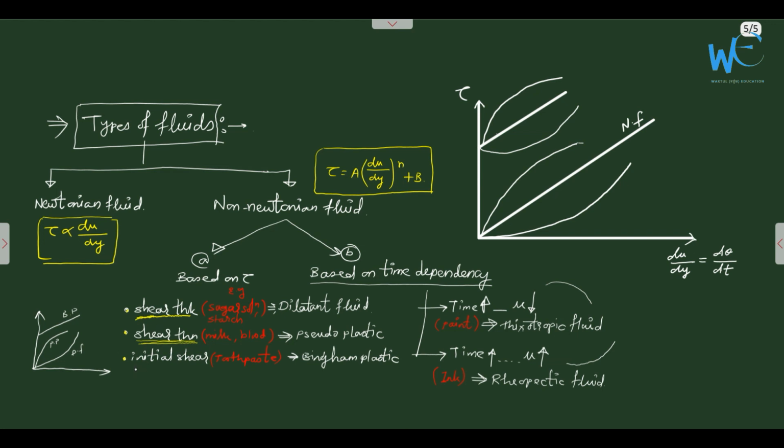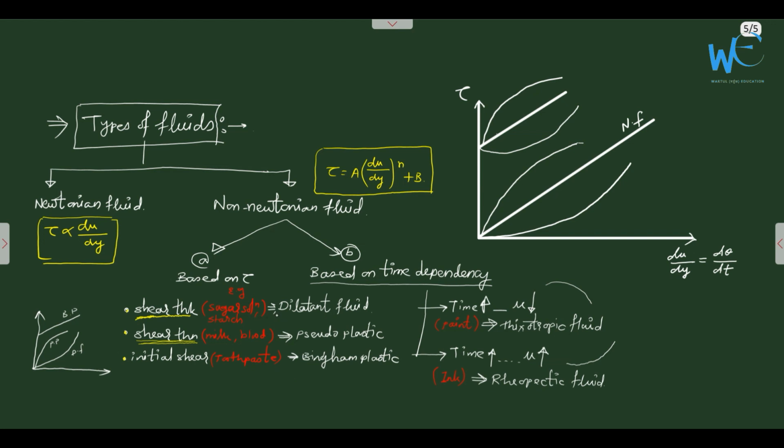And third one is initial shear, and the example I wrote here is toothpaste. To get some toothpaste out onto your brush, you have to push it. Okay, that means you have to generate some initial shear, or some initial stress, or some initial pressure to make it come out of that tube.